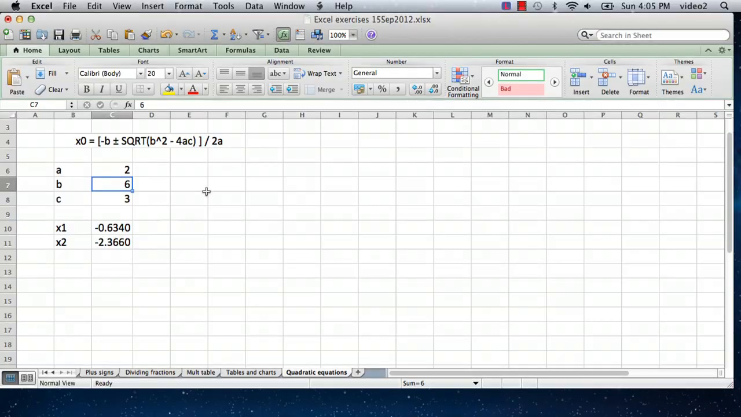Now, we have it set up so that we can change these numbers and the roots will change. So let's just play around a little. Let's change the b value. Let's change it to 4. That means we got an error here. And that means that it's a complex root. It's not a real root.